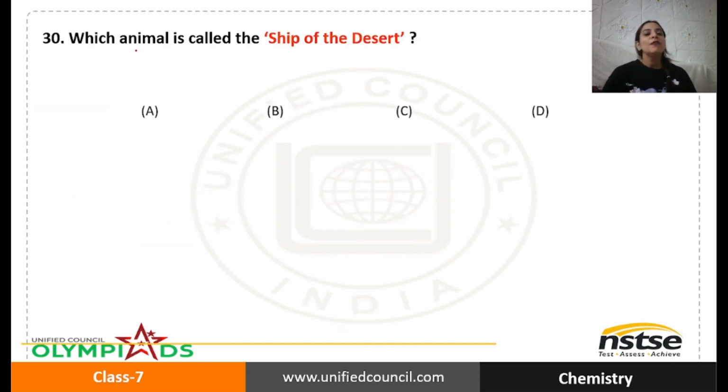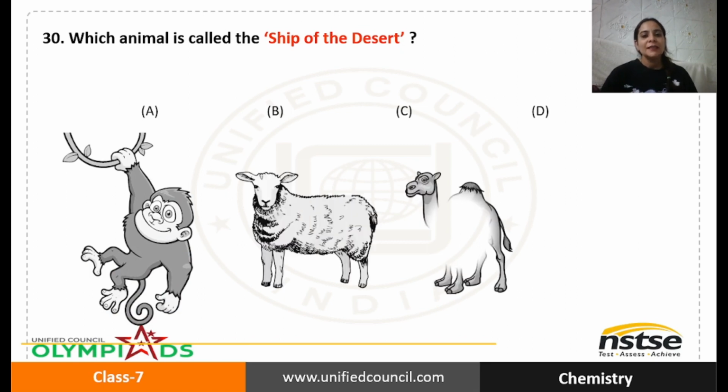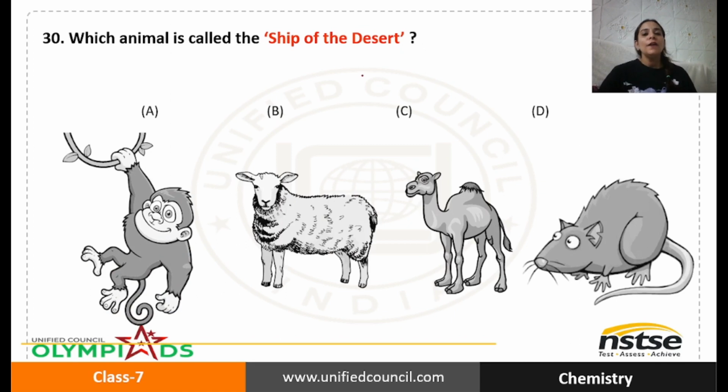Okay, next question. Which animal is called the ship of the desert? So here we have a few options, option A, B, C and D. Now we are talking about the ship of the desert. Before we move ahead, let's recognize the animals shown in the picture. First picture shows a monkey. Second picture shows a goat. Third picture shows a camel. And D picture shows a rat. I hope you all are able to recognize these animals because you see them around yourself.